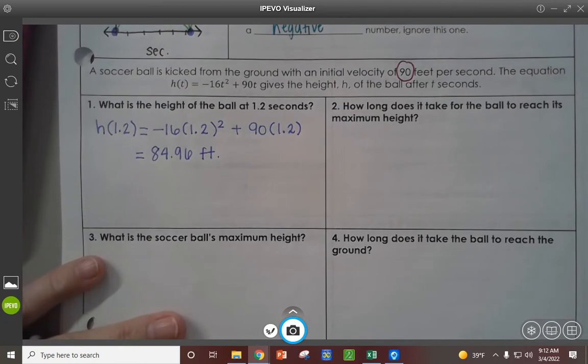What did they launch that thing with, Tan? I guess it says it was kicked. Maybe a robot.